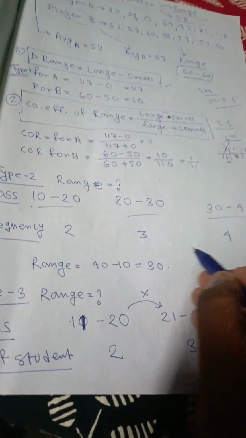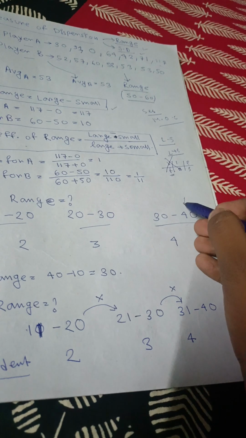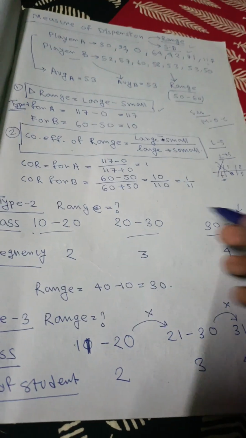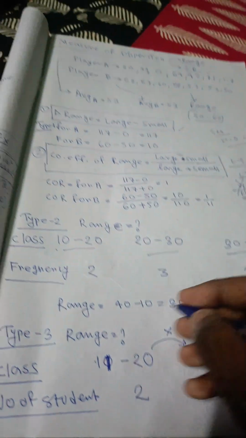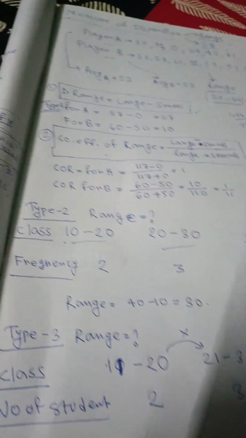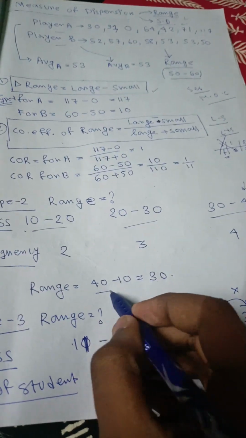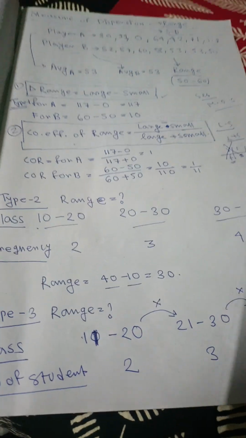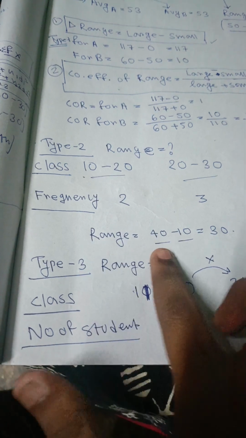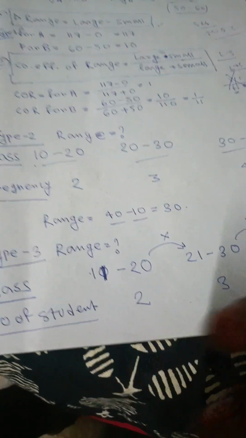So here we can see the ranges, this is the upper limit, and this is the lower limit. Range is upper limit minus lower limit, so you get 30. And type 3 problems of range are like this: calculate the range of the classes.